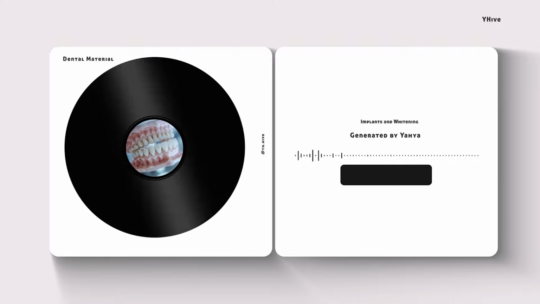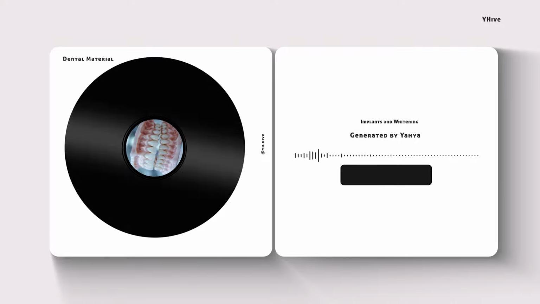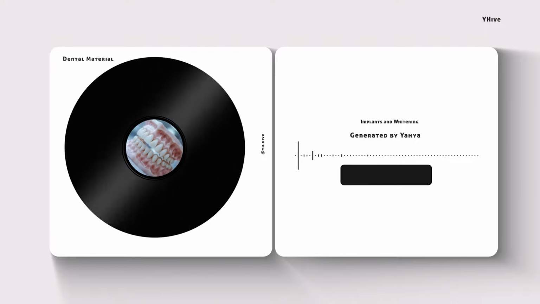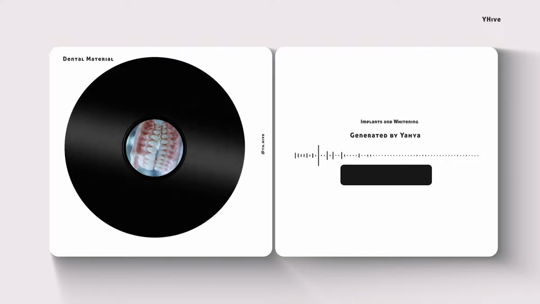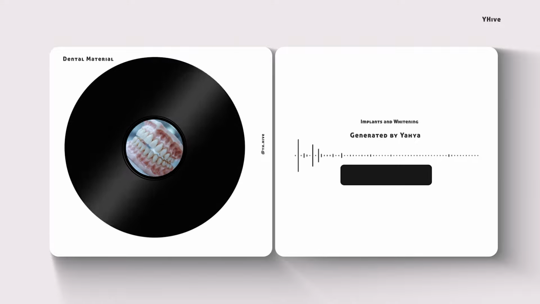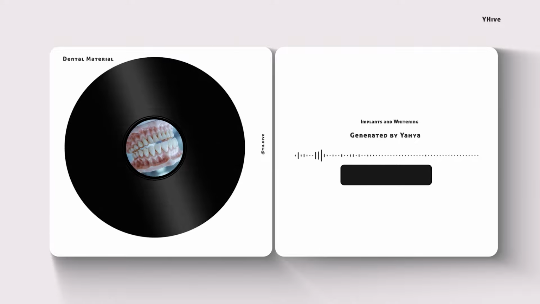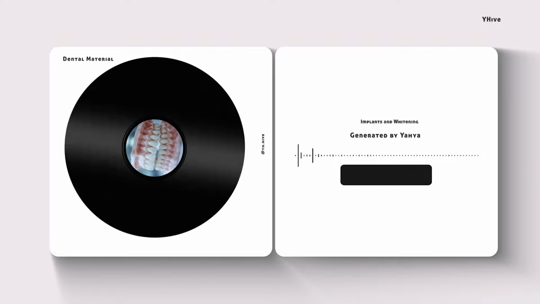So basically, you can think of a dental implant as an artificial root for your tooth. It's a small biocompatible post that gets surgically placed into your jawbone, and it acts as an anchor for a replacement tooth. So it's not just the part you see, it's the foundation of the tooth as well. Exactly.